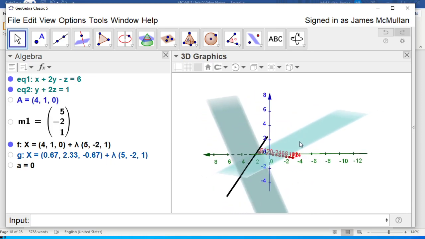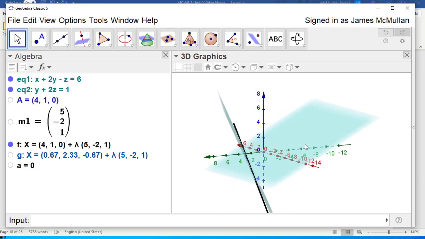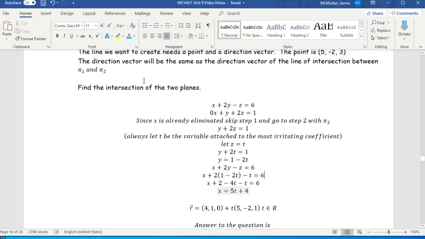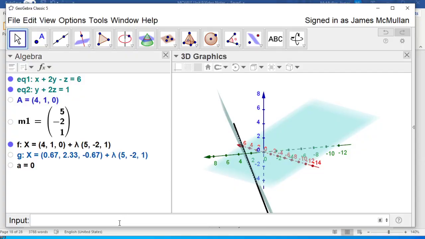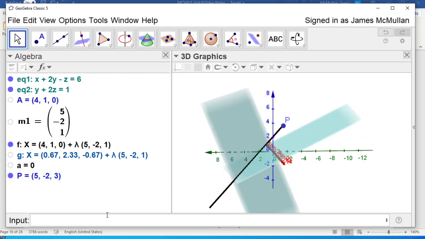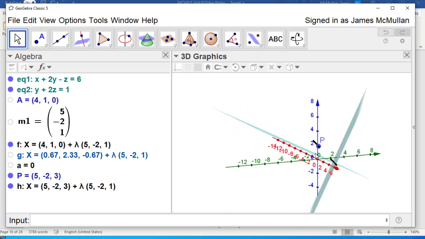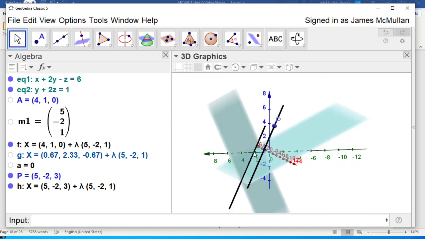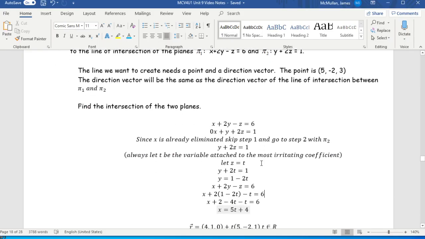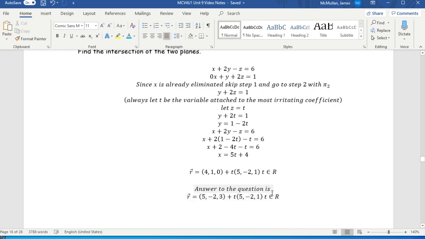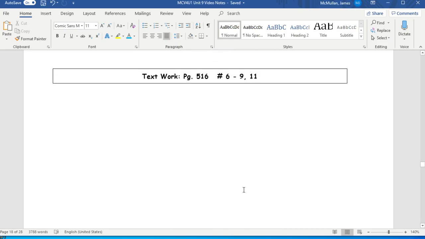Okay. Now, of course, I don't want this line. I want a line that goes through (5, -2, 3). So it has to pass through that point P, but it has to be parallel to the one we just did. So we'll go line, point P with the same direction vector m1, and you get a parallel line. It's parallel to the intersection of the two planes, but it passes through P instead of something else. So (5, -2, 3) plus t(5, -2, 1). And that's the answer.